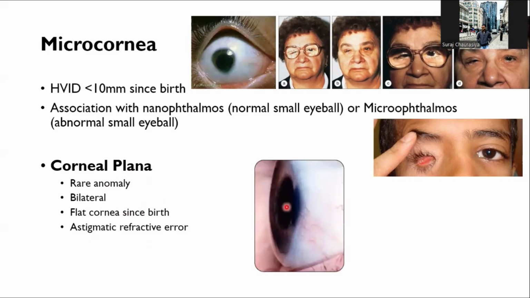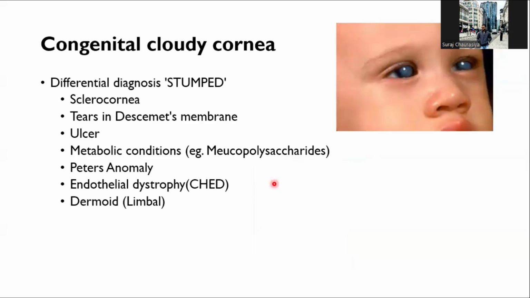So this is the picture of cornea plana. So the next congenital anomaly is the congenital cloudy cornea. The acronym STUMPED helps to remember the common conditions to be included in the differential diagnosis of the congenital cloudy cornea. So the first one is the sclerocornea.